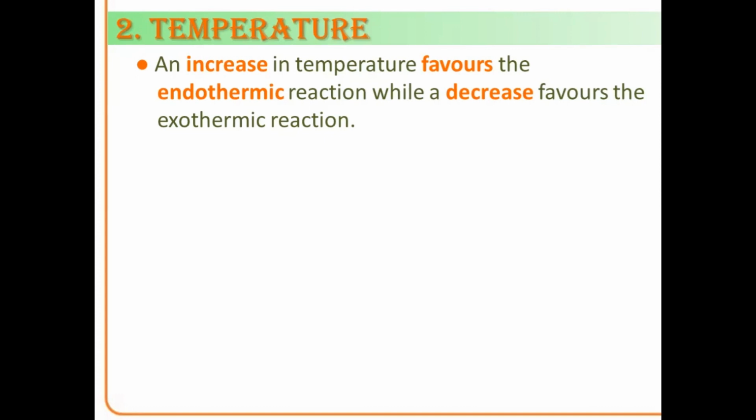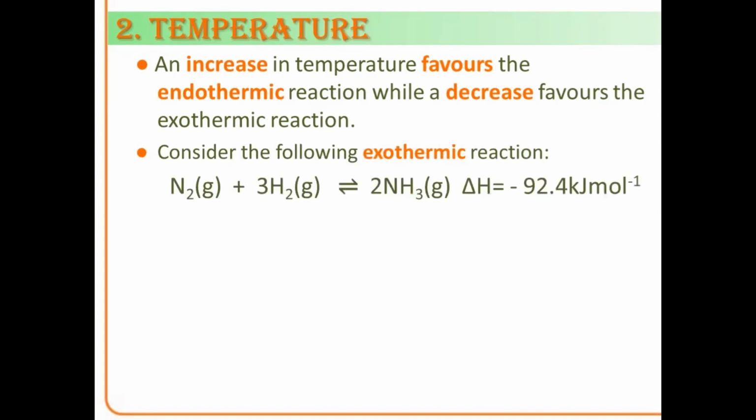Okay, so let's look at a few examples. We are going to look at an exothermic reaction. And for this one, I've taken the Haber process. This reaction is an exothermic reaction because delta H is less than 0. As you can see in this reaction, delta H is negative 92.4 kilojoules per mole. So whenever you see the delta H as a negative number, that means your reaction is exothermic, and this means that heat is given out.